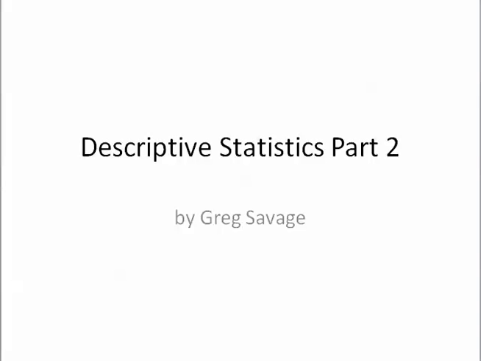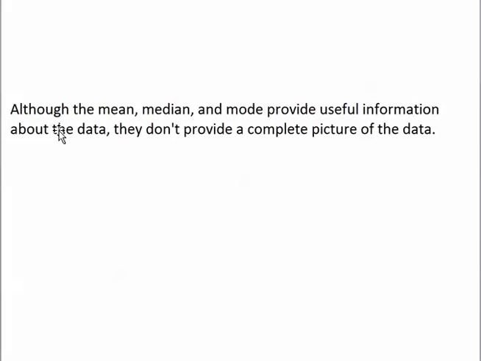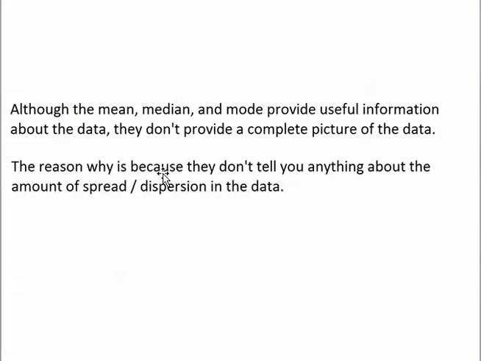In this video, we'll talk about the second type of descriptive statistics, which are measures of dispersion. We talked about the mean, median, and mode, which are the measures of central tendency. Even though they provide useful information about the data, they don't tell you everything about the data that you've recorded because they don't tell you anything about the amount of spread or dispersion in your data set.